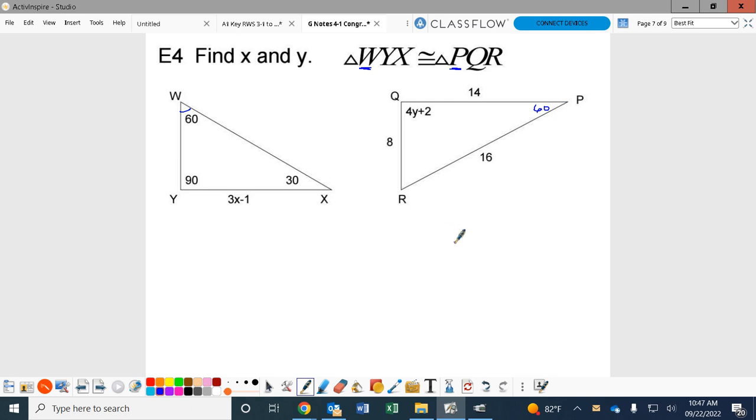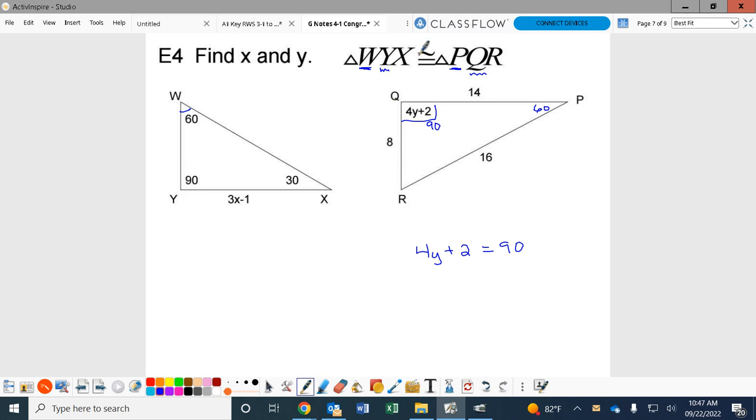Could be, because they're not drawing it to scale. They don't tell you it's drawn the right way. They tell you that it might not be the right way. This 90 right here, the Y, does match up with the 90 right here on the Q. So this one is going to be 90. There's our first one: 4Y plus 2 equals 90. That part's not too bad.